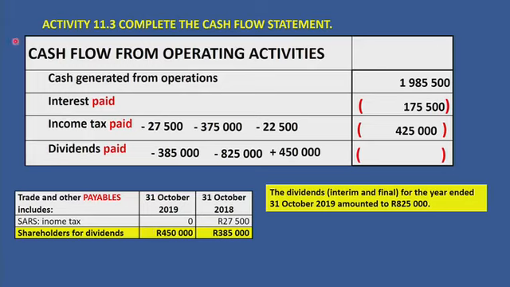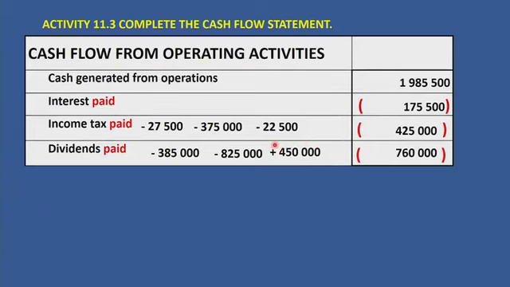So what does this mean? I paid 385 last year's final. I need to eventually pay 825 in total, but the 450 has not yet been paid. Answer 760. Answer top of the block 625,000. Again, these are worth marks as long as you show all your calculations.